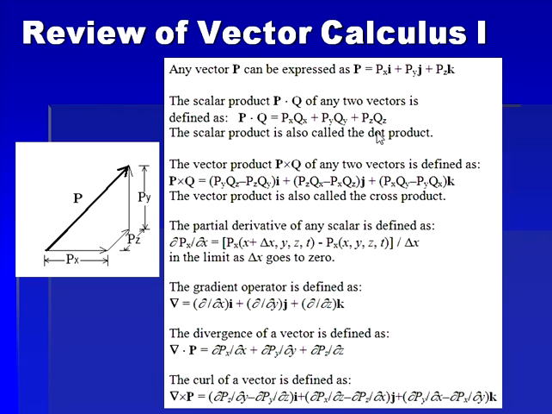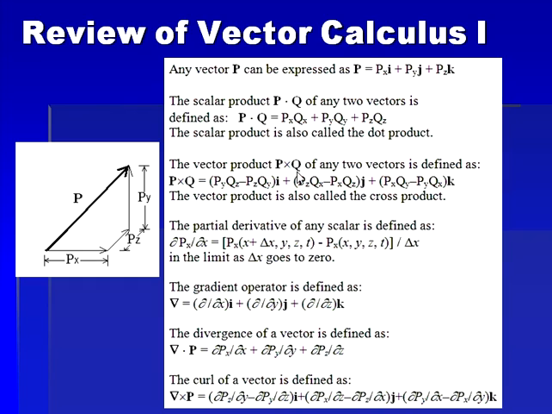The dot product is equal to the magnitude of p times the magnitude of q times the cosine of the angle made between those two vectors. Note that it obtains a scalar result. It is just a number with no direction.